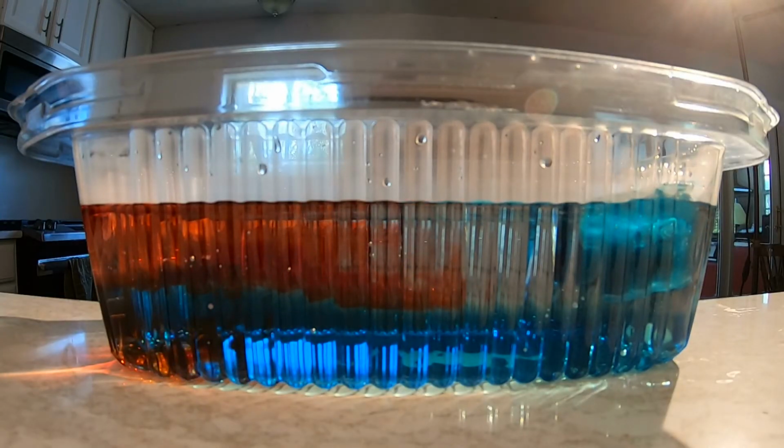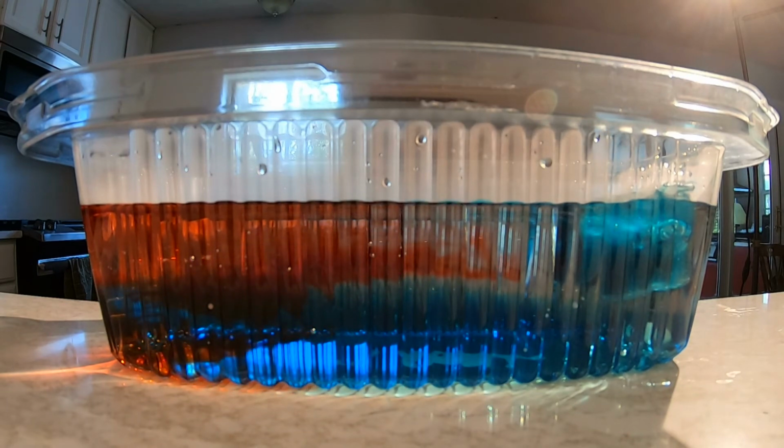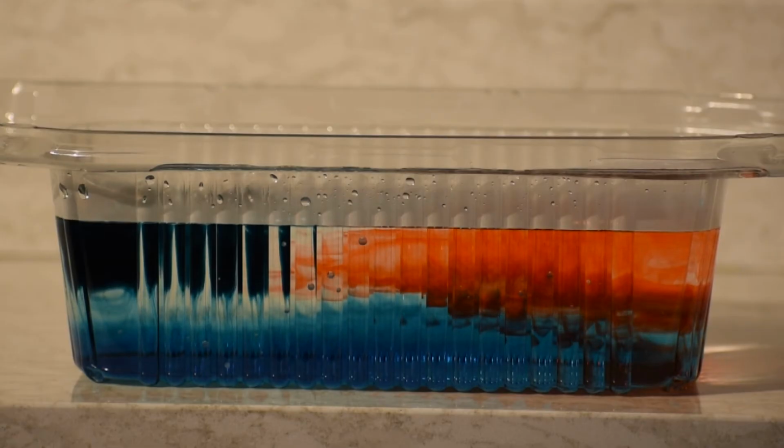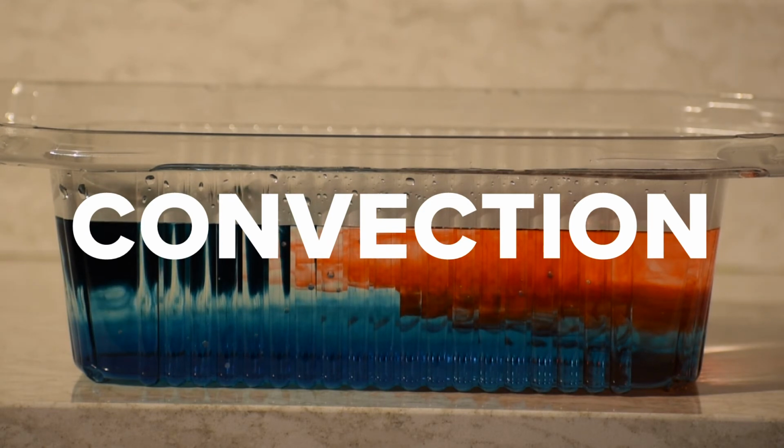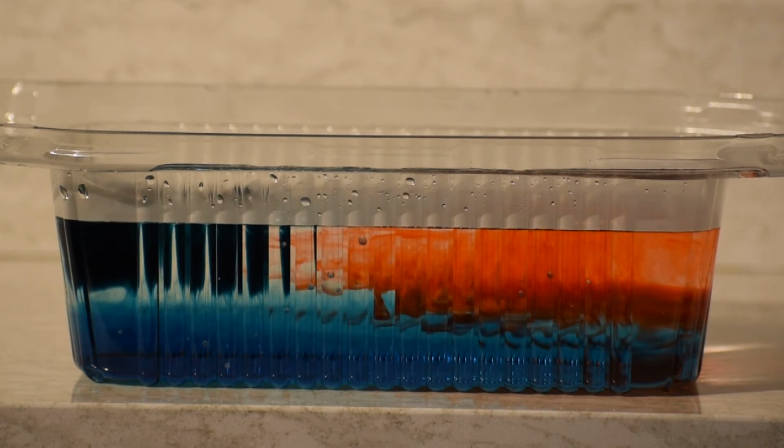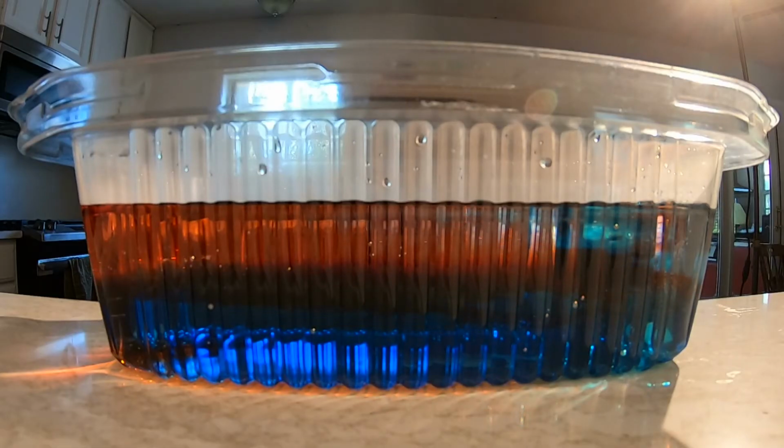Cool air is heavier than hot air, so it's forcing the hot air to rise. That vertical movement is what we call convection. It's the essential ingredient for a thunderstorm. The more convection there is, the bigger and stronger a thunderstorm will be. And if anything else, the colors are just fun to watch.